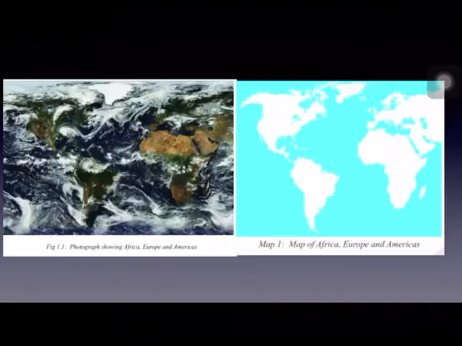Now, to start with, let us first see what is the difference between a photograph and a map. What is a photograph and what is a map? You can see in the picture, the first one is a photograph and the second one is a map of Africa, Europe and America. Now, what is a map? A map is actually a model of a place. It is not an actual place, but it is a model of a place showing all those features which the map maker considers important.